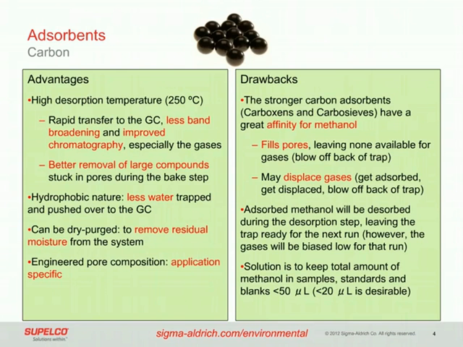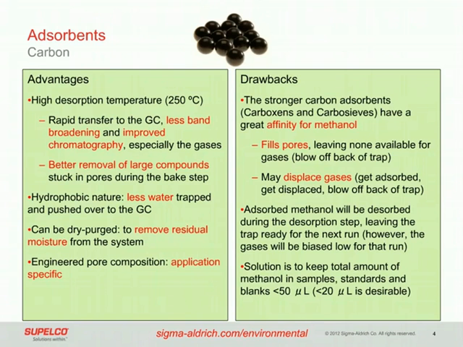The drawback of using a carbon, especially the stronger carbon adsorbents, the Carboxens and the Carbosieves, is they tend to have a great affinity for methanol. Methanol may do one of two things. Methanol may get into the trap and fill the pores during the purge mode, especially the micropores region, leaving no space available for the gases. So when the gases come along during the purge mode, there's no room left in the micropores. They blow off the back of the trap during the purge mode.